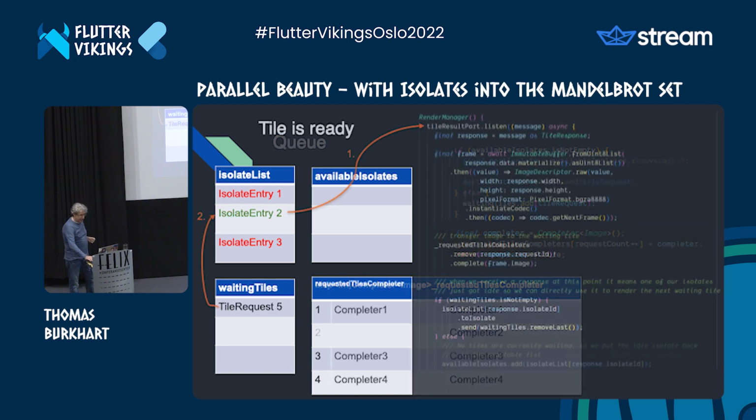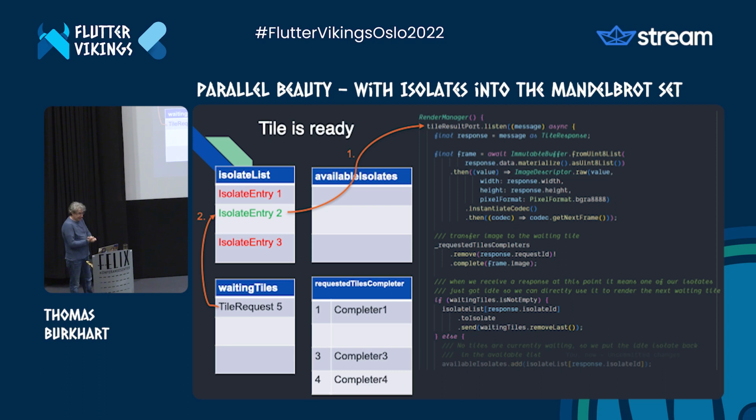So now let's see. This here is the part of the render manager, the tile result port, where we listen for finished messages from the isolates. And that's actually an important thing. Multiple isolates can share one port. Multiple isolates can send to the same port. So I use here one result port only, and all isolates directly send there.